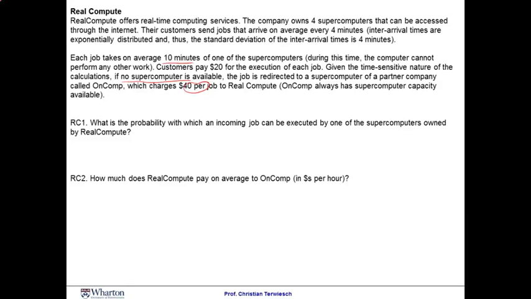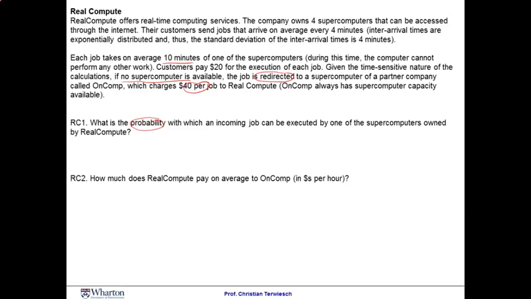All right, the key to this question is that this is not a waiting time question, but a loss question. If you hear or see words in the question such as redirect, or a probability that the job can or cannot be executed, we're not dealing with waiting time questions, we're dealing with loss questions.